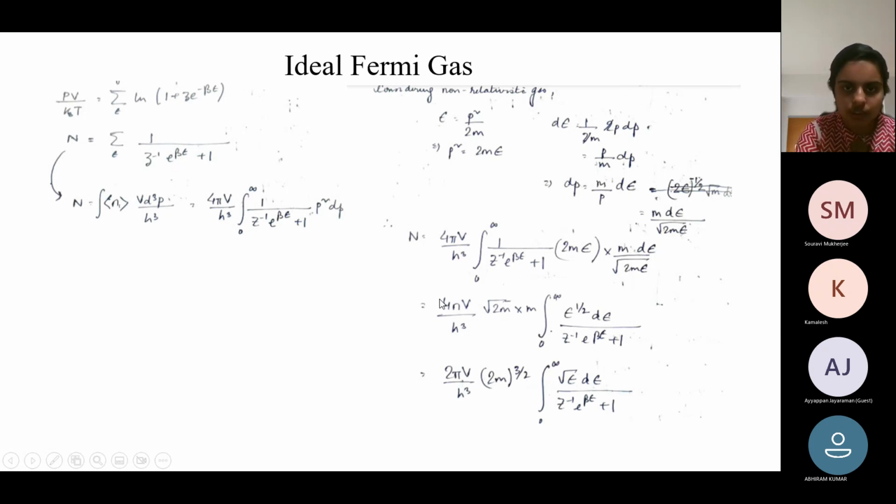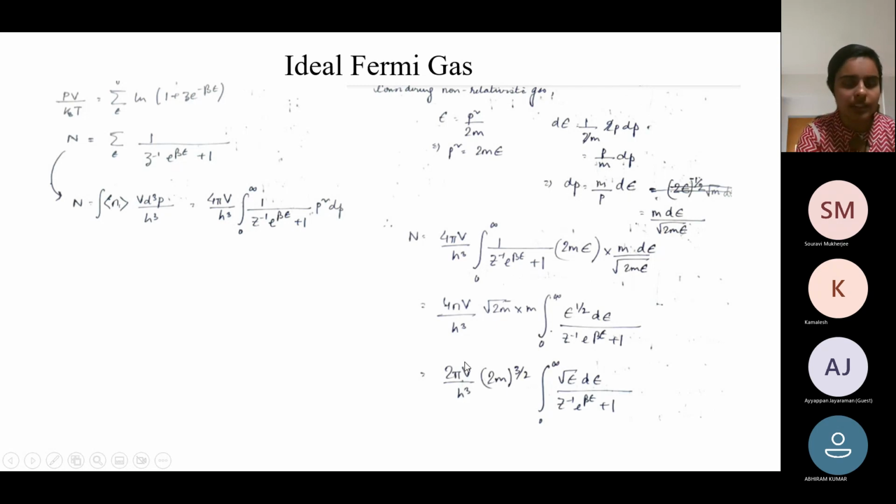So this is how n, that is the total number of particles, can be written in terms of an integral which involves energy. The term you see here, 2πV/h³ (2m)^(3/2) √ε, is called the density of states. Here the density of states has an ε^(1/2) dependence, right? So it's important to note that this is the density of states.